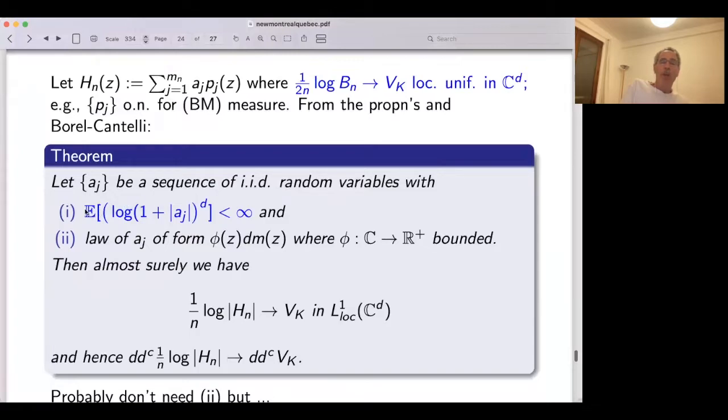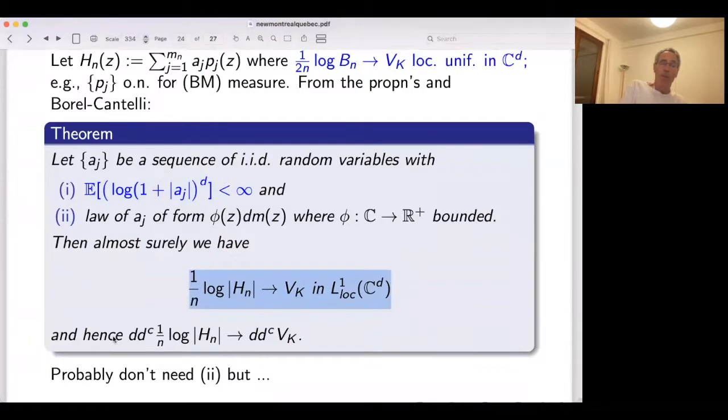Our random variables satisfy that finite logarithmic moment condition plus something else: if these a_j actually have a bounded density, so they're random variables of the form some bounded function times Lebesgue measure here. With these conditions, we can get the almost sure convergence of (1/n) log |h_n| to v_K in L^1_loc, and hence we get the convergence of the currents dd^c (1/n) log |h_n| to dd^c v_K. And you might say, well, why do you want this second condition?